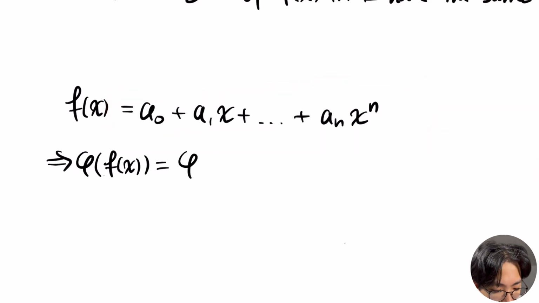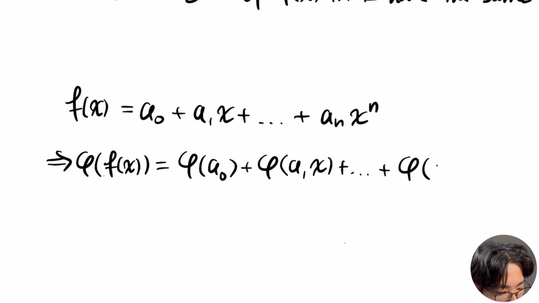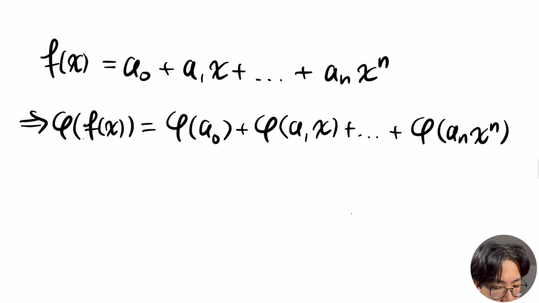So you have phi of a0, phi of a1 x, all the way up to phi of an x to the n. So that's again using the fact that it respects addition. And now we're going to use the fact that it respects multiplication as well, and then we'll use the fact that it fixes the field pointwise.